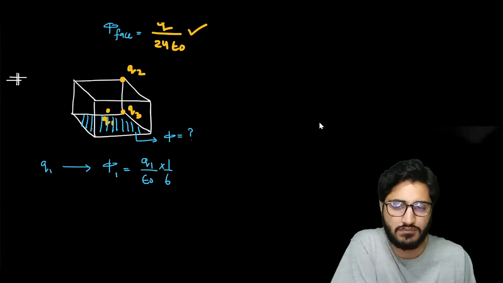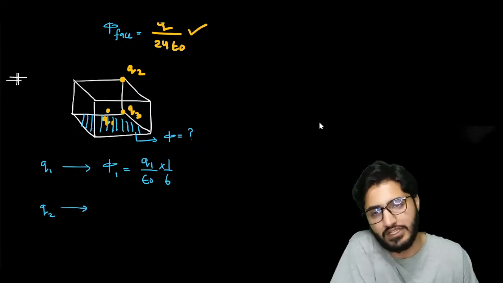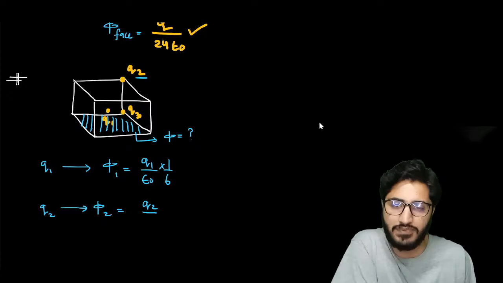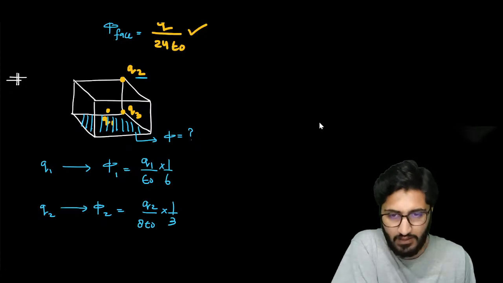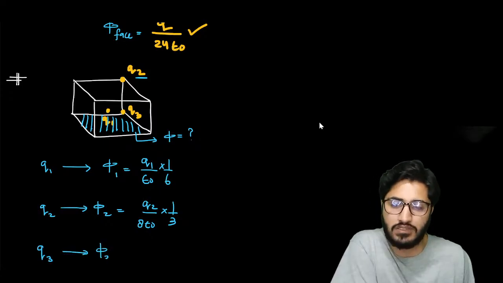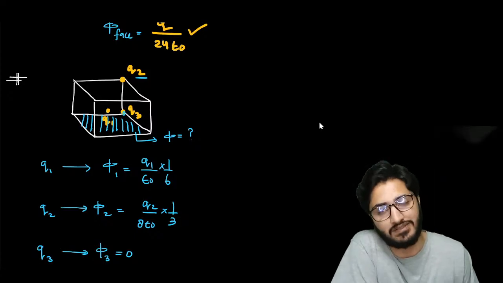Now Q2 charge is at the corner. This one, it is at the corner. So my flux 2 would be equal to Q2 divided by 8 epsilon naught into 1 by 3. If we talk about Q3, Q3 will give my flux as 0. Why? Because we discussed it, it is at 90 degrees.